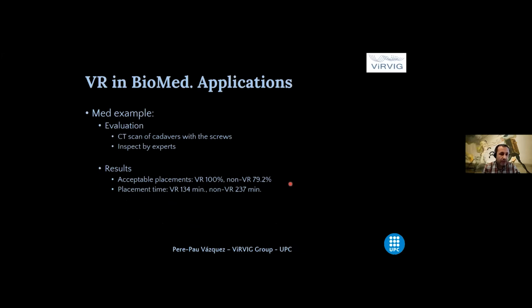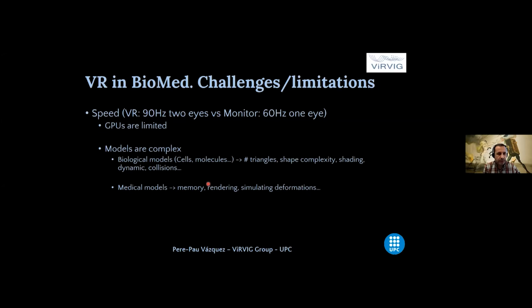And what they found is that the results were more acceptable for users that had trained in virtual reality. So 100% of the screws were placed properly, while only 79.2% of the screws were placed properly, in an acceptable position, they say, by the students who had not practiced in virtual reality. Also, the placement time was much faster with virtual reality than non-virtual reality.